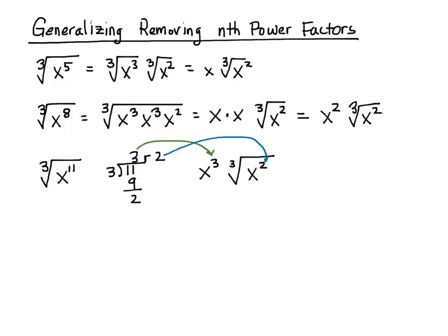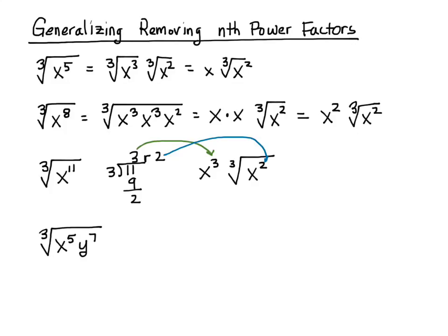So that's what this division is telling me. The question is, how many groups of 3? Now this 3 here comes from the index of the radical. So I'm saying, how many groups of 3 does 11 have? Well, there are 3 groups of 3 plus 2 left over. So I'm going to take out 3 groups of 3, and I'm going to end up with x cubed, and then the remaining 2 are still in place under the radical.